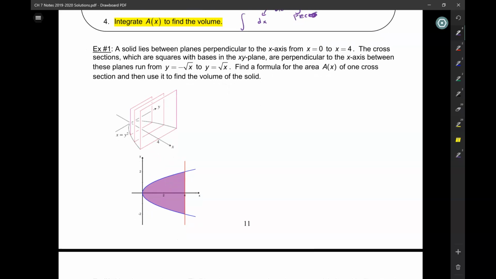So take a look at this. A solid lies between planes perpendicular to the x-axis from x equals 0 to x equals 4. So take a look at what happens here. You know, the x and y-axis, right? Well, we took the x and y axes, and now we inverted it, so now it's lying on the floor, right? Like now it's lying on the floor.